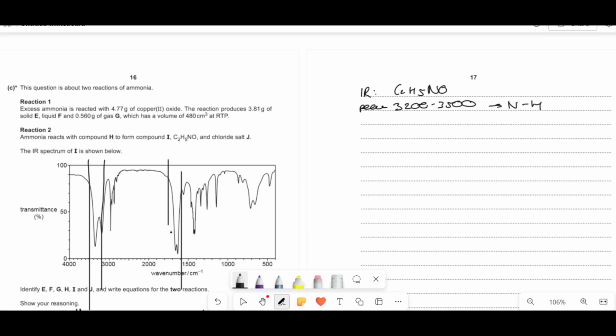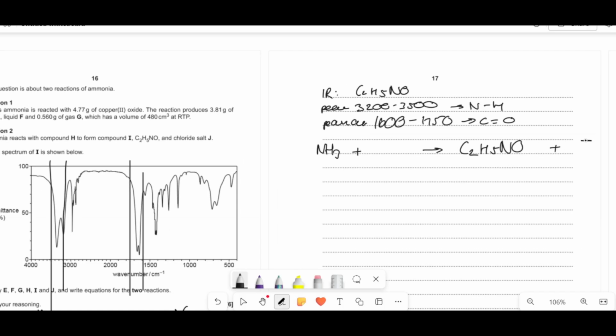Would you look at that? There's a peak from here to here that's in that range. There's a peak at 1600 to roughly 1750, which fits the bill for C double bond O. All right, so we know what's in this now. Ammonia, NH3, plus some mysterious thing ends up making C2H5NO and some chloride salt J.